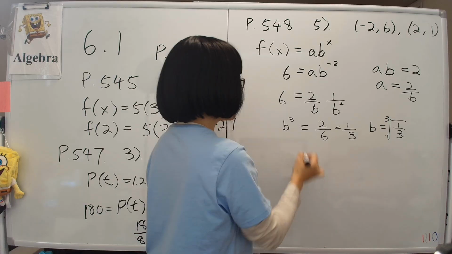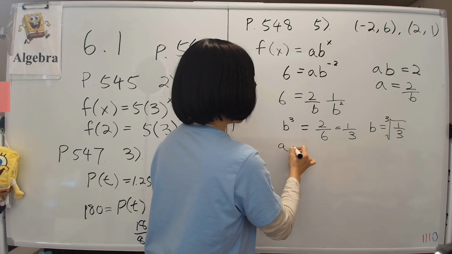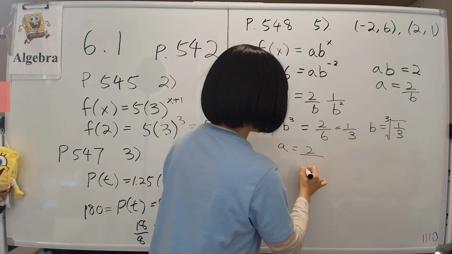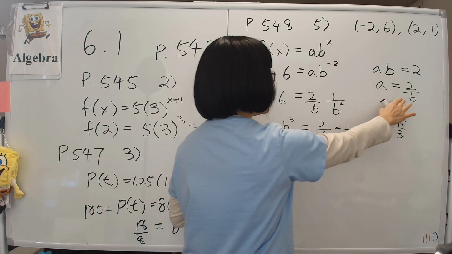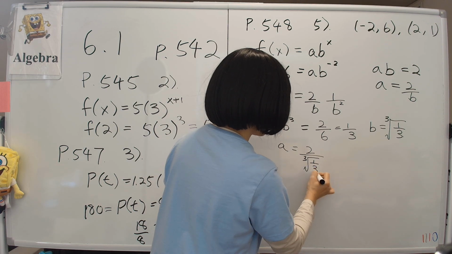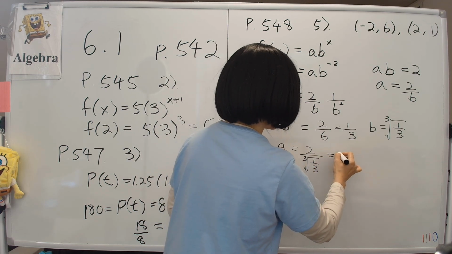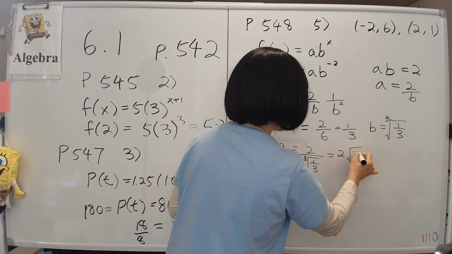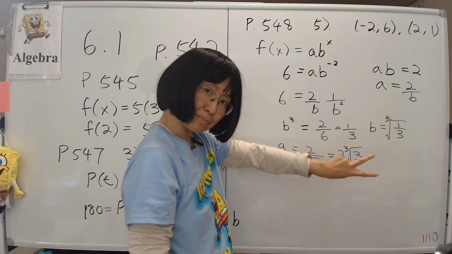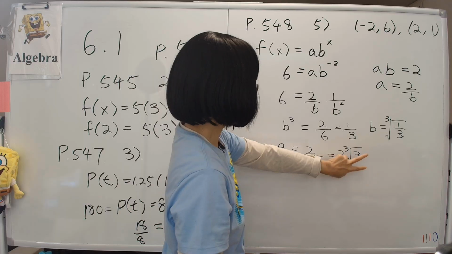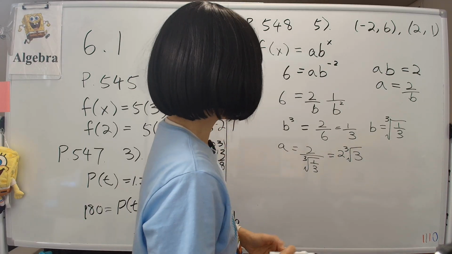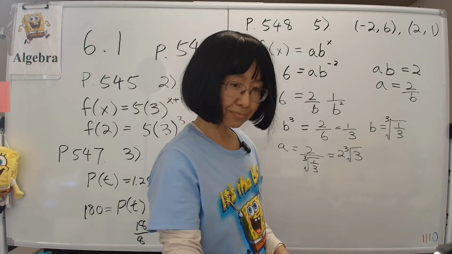And then A then equals 2 times that thing, 2 over this thing, okay? A is 2 over B. So A is 2 over the cubic root of 1/3, which is equal to 2 times the cubic root of 3, because to divide by a fraction is to invert and multiply, okay? So that becomes 2 times the cubic root of 3 over 1, and we don't have to worry about the 1. So this would be the answer.